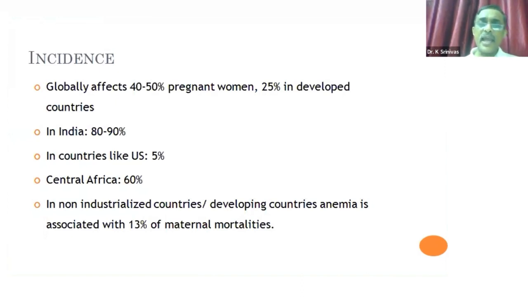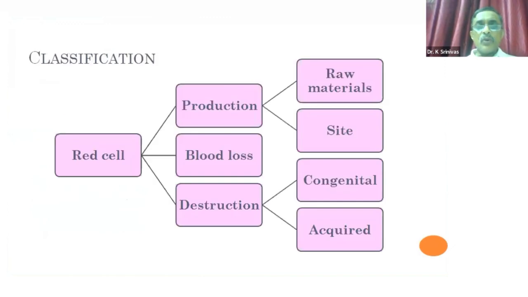An anemic woman, if she has a postpartum hemorrhage, has a higher chance of dying compared to a woman whose hemoglobin has been normal. Now, we go to the classification of anemia. To classify anemia, I have conveniently divided it into the problems that can occur at production level, those that occur due to blood loss, and the red cell loss that occurs because of destruction, right?